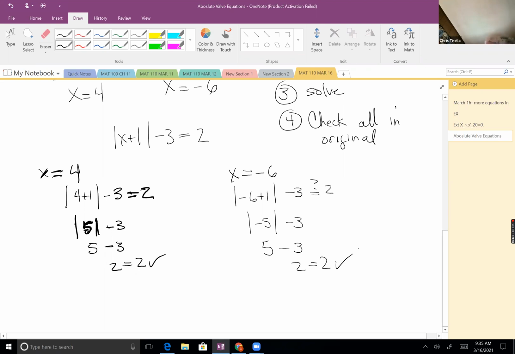And it checks. And so what you have to remember when you're solving an absolute value equation is you want to rewrite it as two equations. But before you do that, you need to isolate the absolute value, get it alone on one side of the equal sign. Shall we try a couple more?